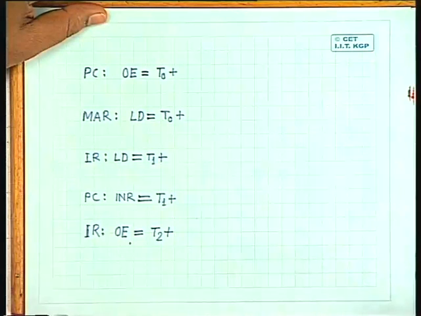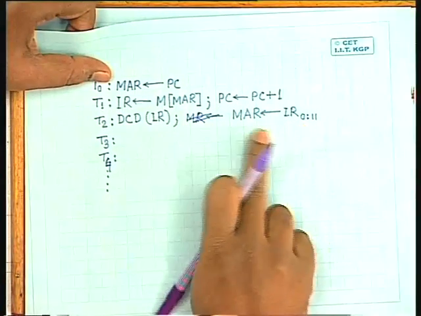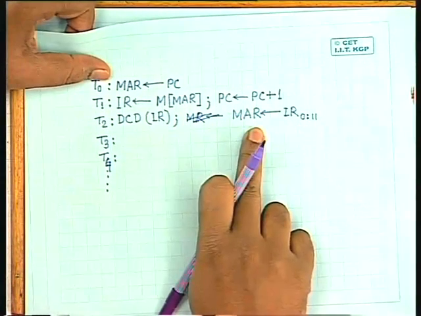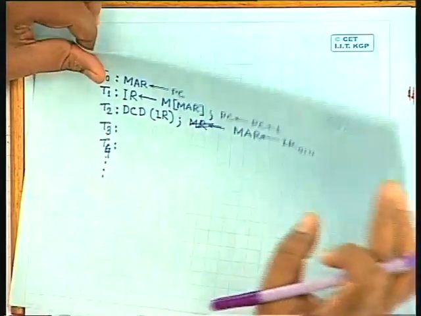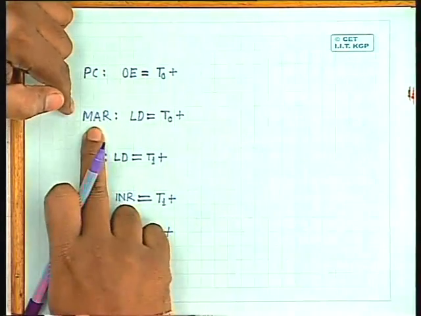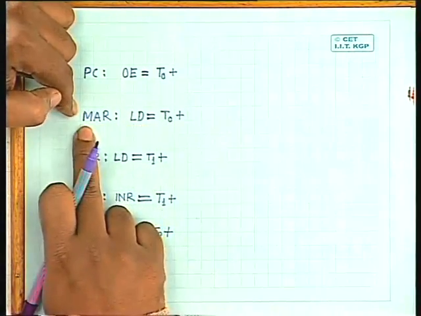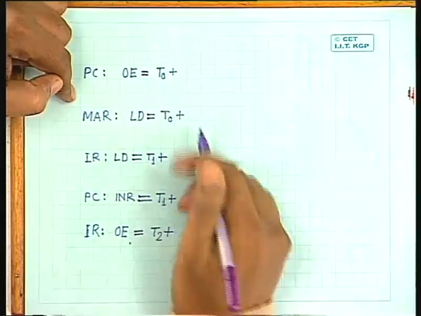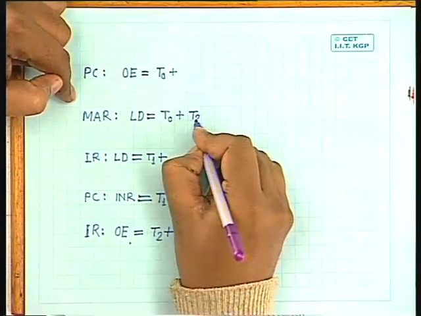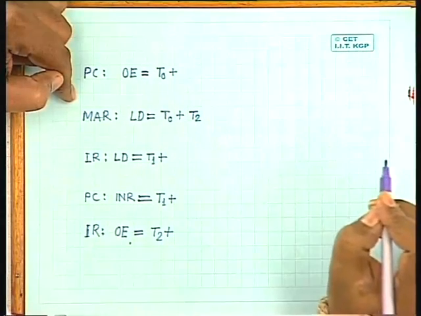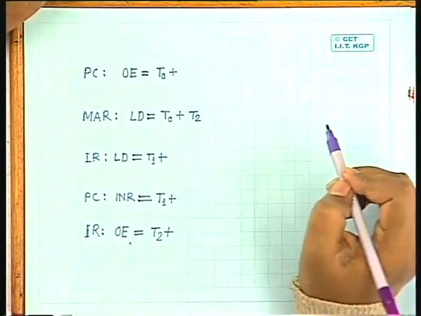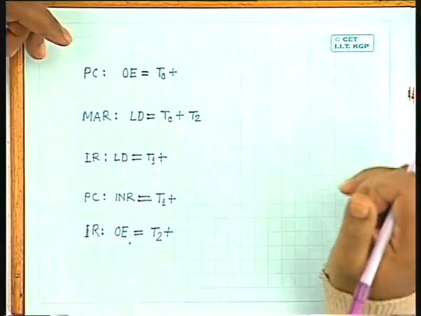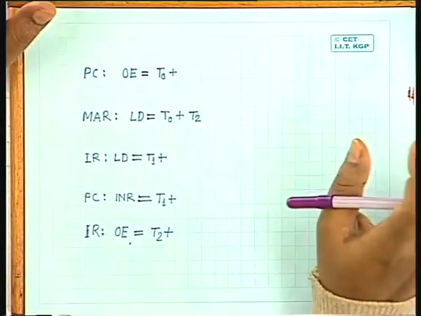During time interval T2, the content of the instruction register goes to the memory address register. That means the load input of the memory address register must also be active during time interval T2. So the load input of the memory address register should be T0 OR T2. With this, all the common operations are complete: the operation you have to do during T0, during T1, and during T2.